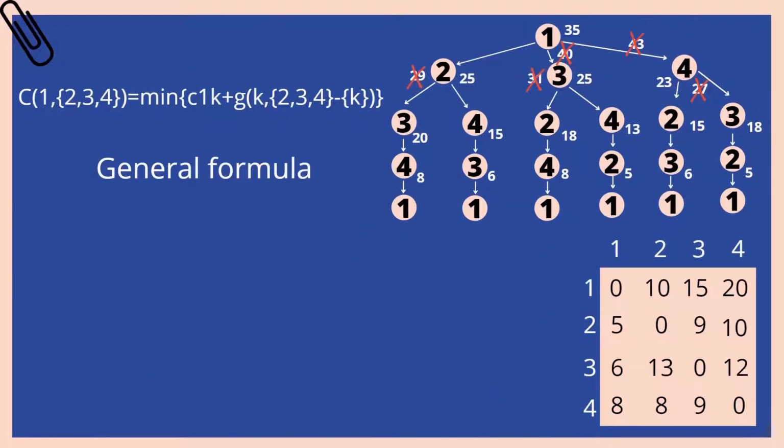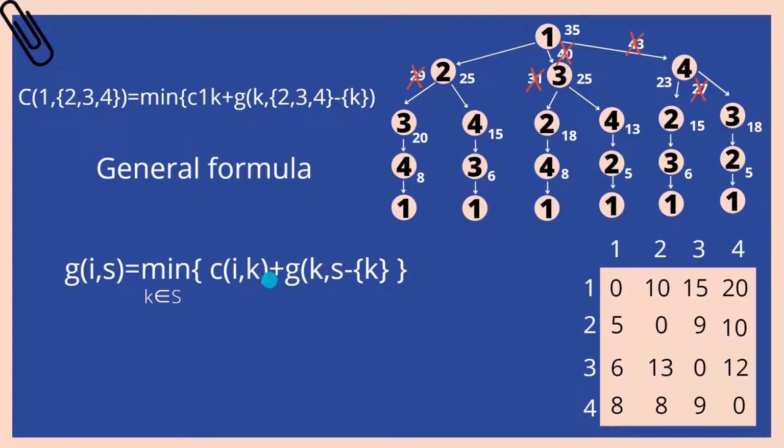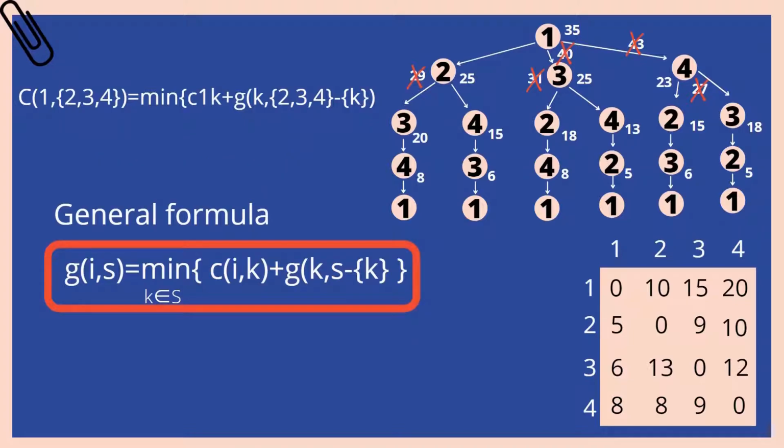So what is going to be the general formula? The general formula is, for g(i, S), where i is a vertex and S is a set of vertices, that is the minimum over k of the cost of i to k plus g(k, S minus k). So this is our general formula.